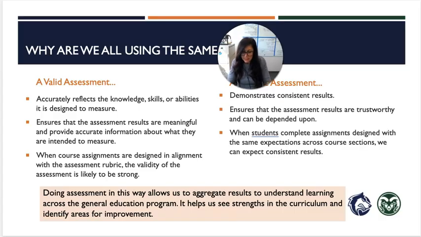A valid assessment accurately reflects the knowledge, skills, or abilities it's designed to measure. When our assignments are designed in alignment with this common rubric, the results we gather are more meaningful and accurate in our reporting. A reliable assessment consistently produces similar results under the same conditions. By having shared expectations across different course sections, we can trust that the data we collect is more consistent. This standardized approach allows us to aggregate results to understand learning across the entire Gen Ed program.